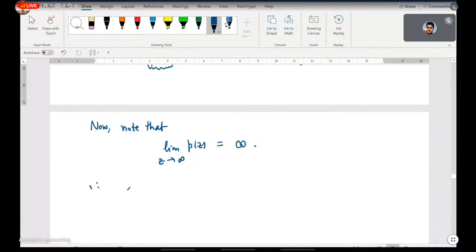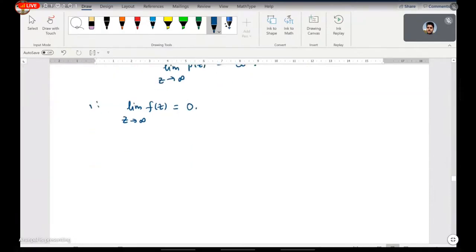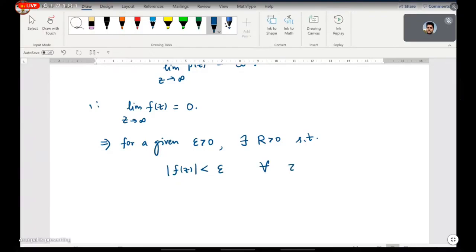And it means what, class? Therefore, the limit as z tends to infinity of f(z) will be what, class? This will be zero. Yes, it will be 0. And now class, let us simply use the meaning of limit. So it means that for a given epsilon greater than 0, there exists r positive such that mod of f(z) will be less than epsilon for all z such that mod z is greater than r.